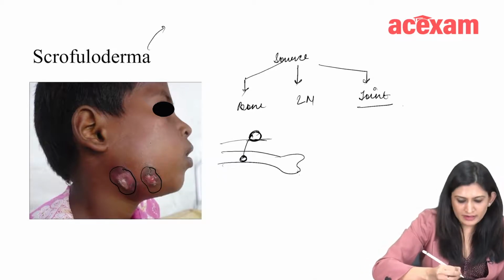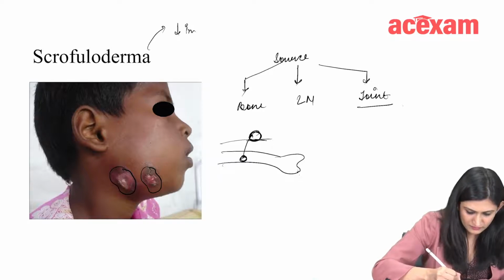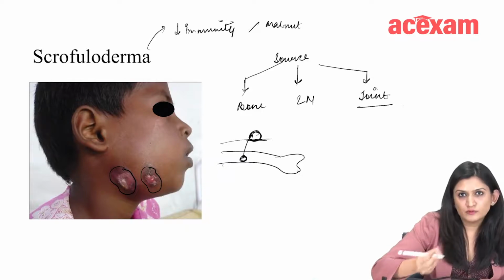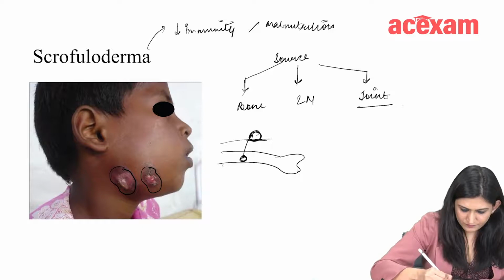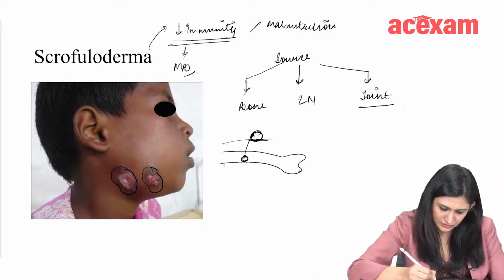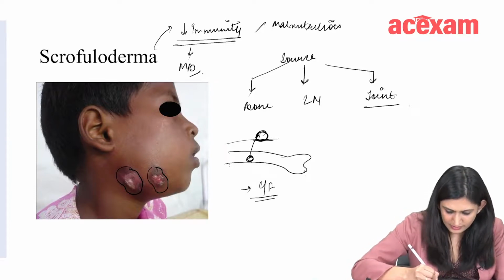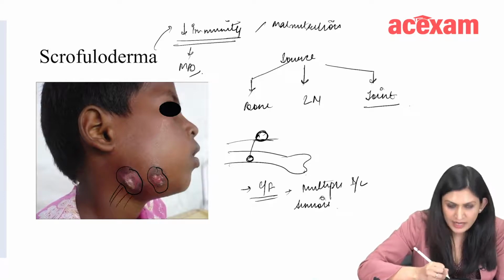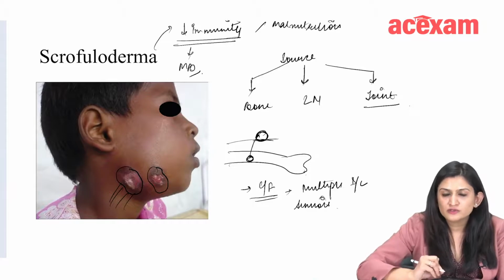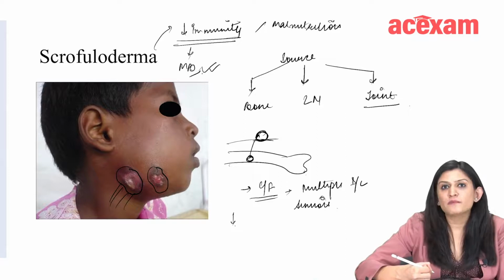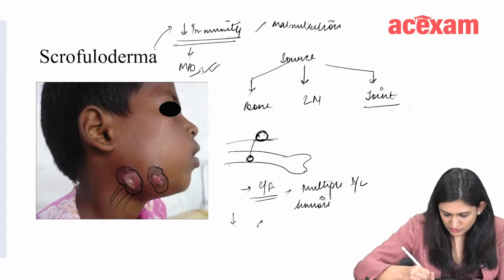Scrofuloderma commonly occurs in hosts which have low immunity. And why is the immunity low? Due to either malnutrition or other immunosuppressive states. And because the immunity is low, it's a multibacillary type of tuberculosis. So the clinical features are that you'll see multiple discharging sinuses on the skin, and they will discharge pus which will contain lots and lots of acid fast bacilli, because it's a multibacillary condition. And because the immunity is low, it is very commonly manifested in children.